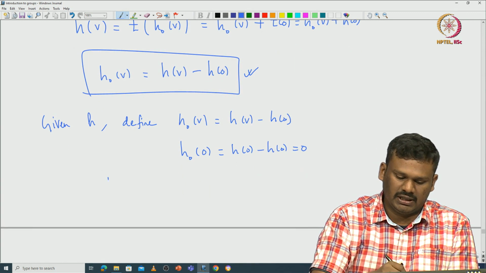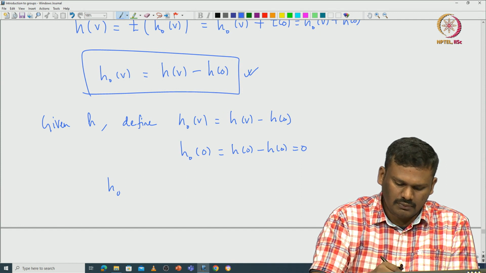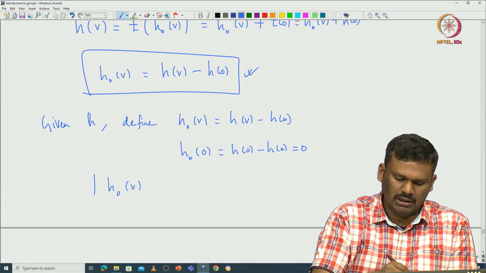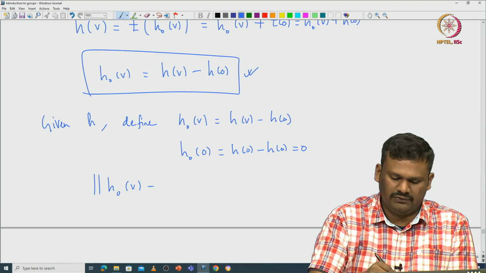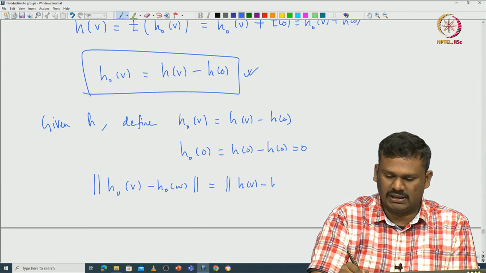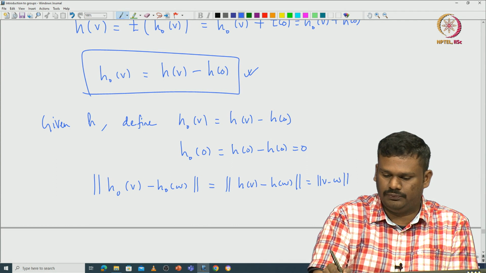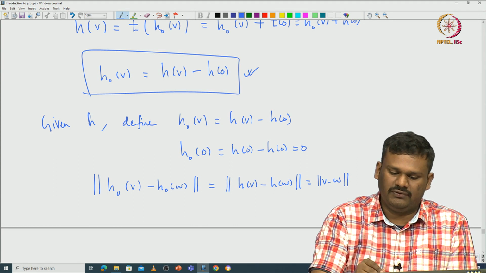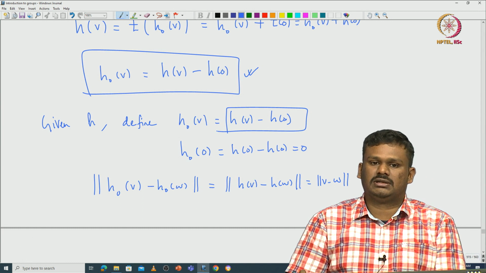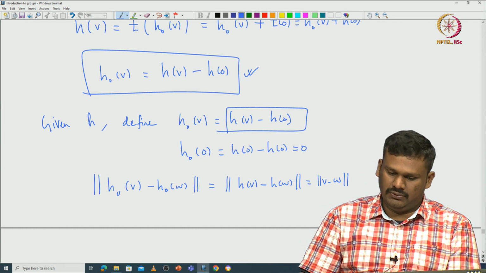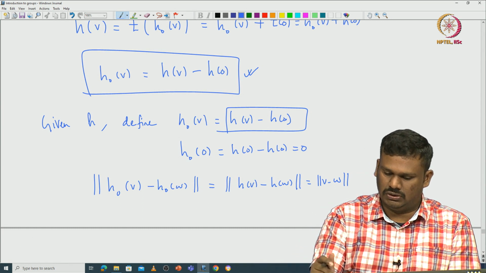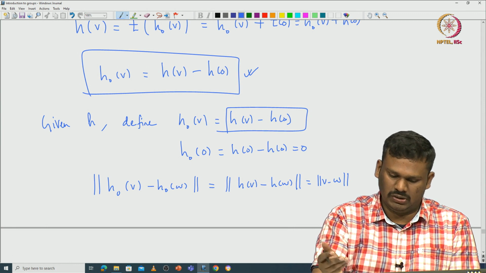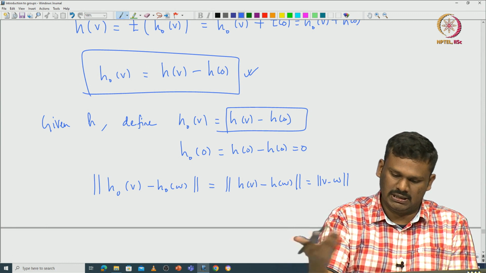Now, let us check whether H naught is actually distance preserving or not. Let us compute the norm of H naught of V minus H naught of W. You can see that this is exactly the norm of H of V minus H of W, which is just the norm of V minus W. This is because H naught of V is just the composition of H and the translation by minus H of 0, so it has to be an isometry, because both H and translations are isometries.